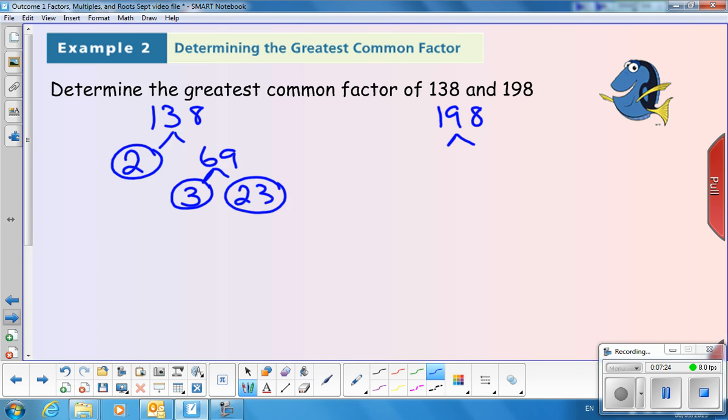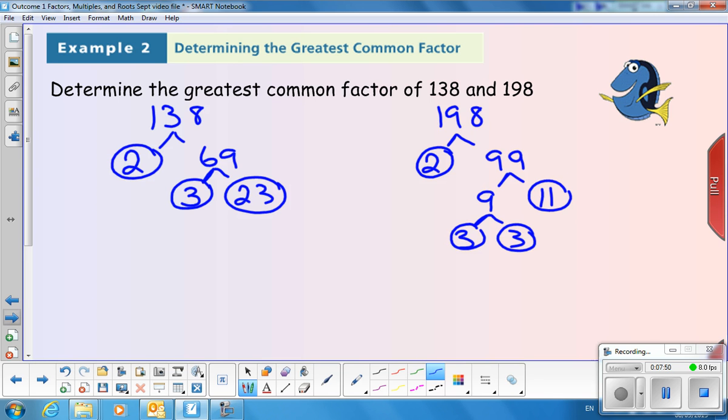Again, looking for 2 numbers that multiply together to give me 198. Because it's even, I know that it's divisible by 2. So 2 times 99. 2 is prime. 99 I know is 9 times 11. 11's prime, but 9 is 3 times 3.